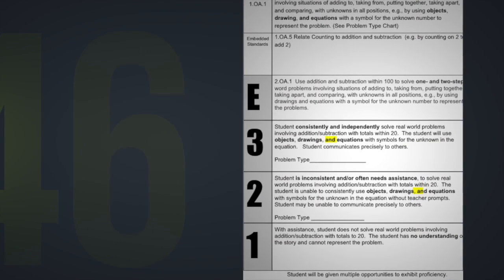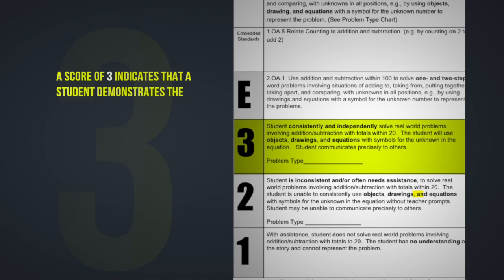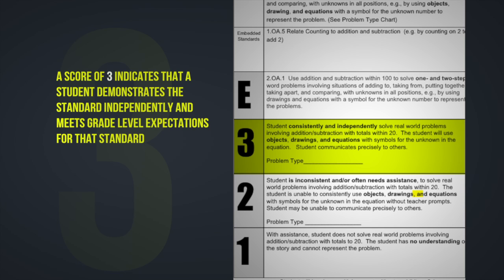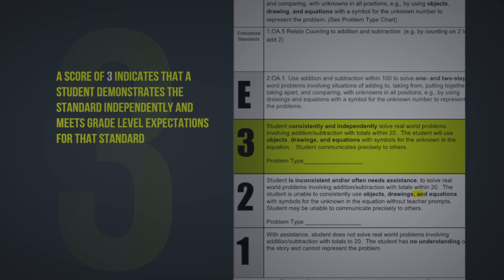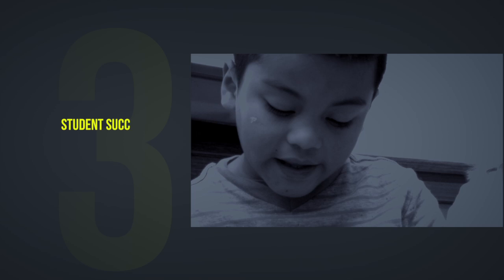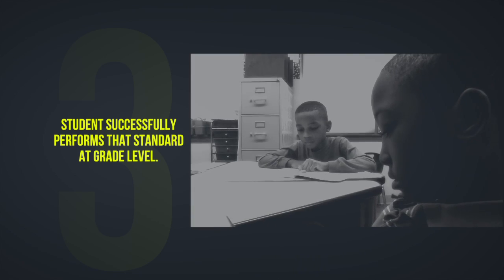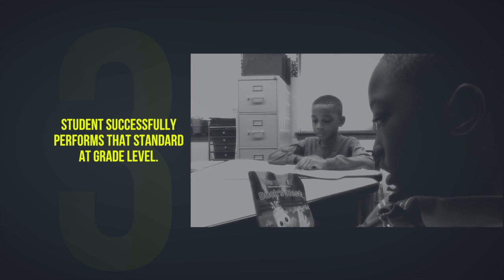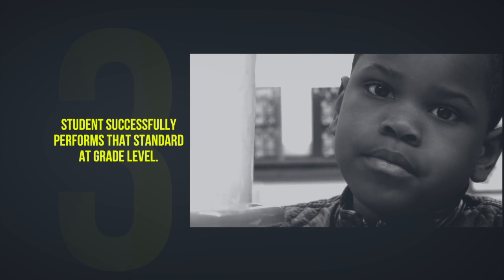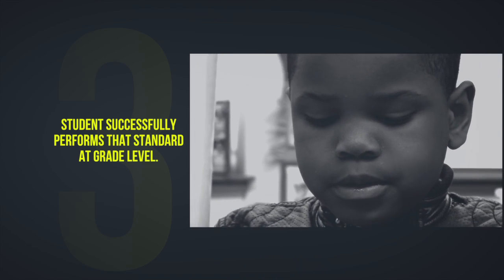A score of 3 indicates that a student demonstrates the standard independently and meets grade-level expectations for that standard. A parent should expect to see a 3 when the student is successfully performing that standard at grade level. Early in the year, 3s may be less common as students will need time to master the standard.